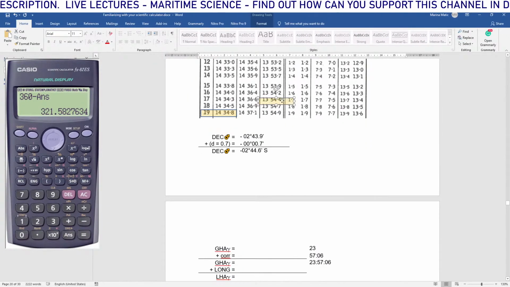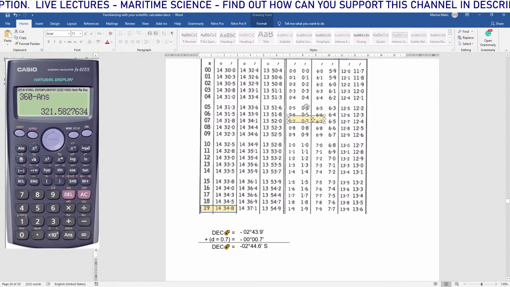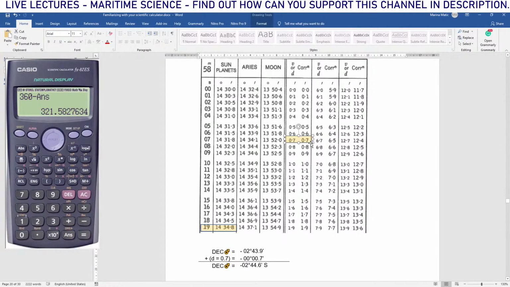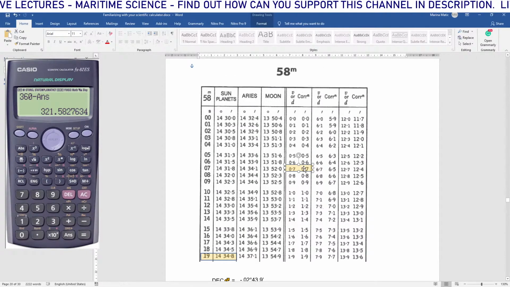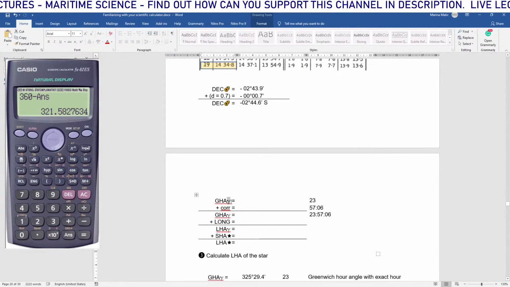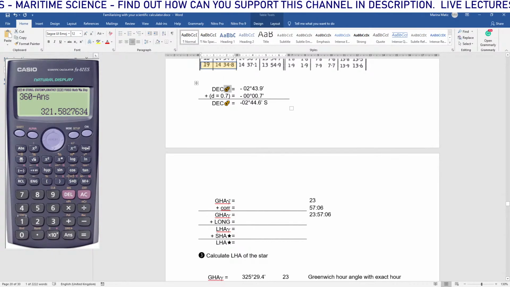V, and 0.7. Oh, I'm going to need more colors for this one. So this is the correction for declination. So 0.7 gives me 0.7. And now I have Greenwich hour angle of planet. Let me get the sign for planet.